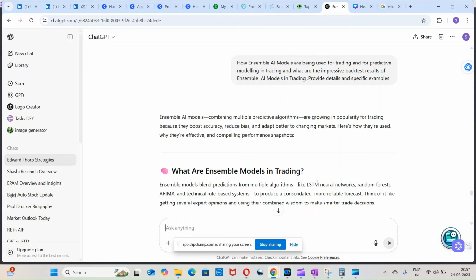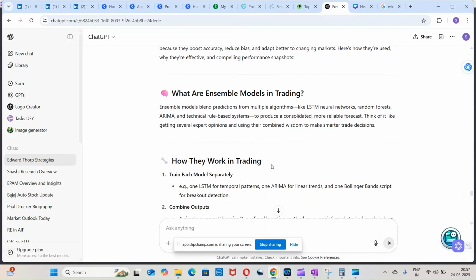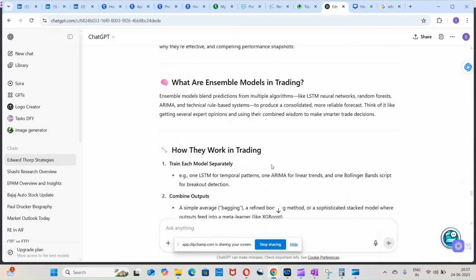And ensemble AI models will combine these multiple predictive algorithms, and it's growing in popularity for trading because it boosts accuracy, reduces bias, and adapts better to changing markets. So ensemble models are used in trading, and they basically blend predictions from multiple algorithms.